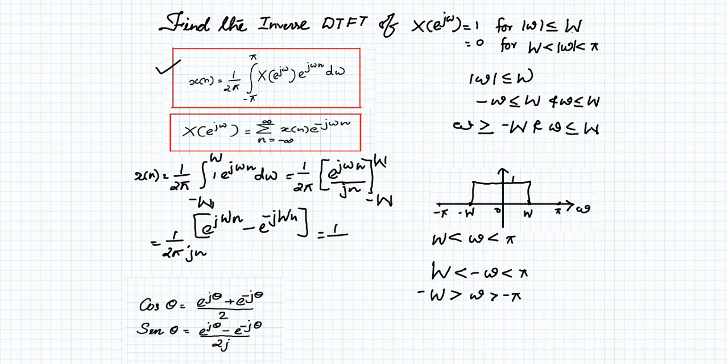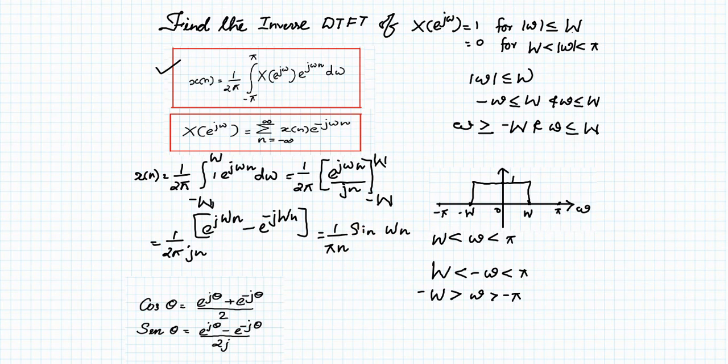1 by pi n sin wn, and again you can group these two terms, sin wn and wn. So for that we required, you can write this term in terms of sinc.